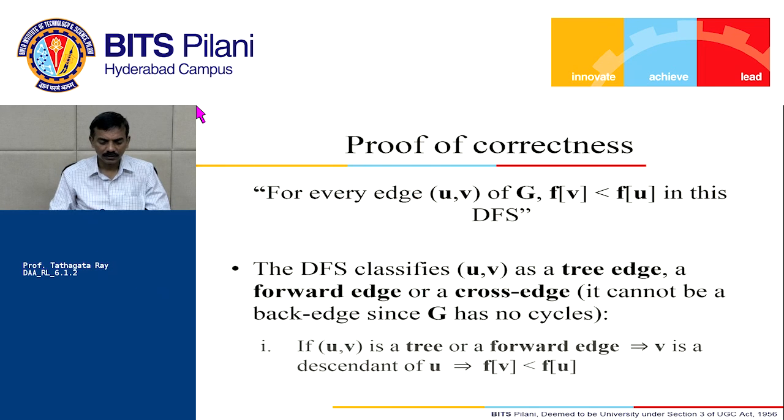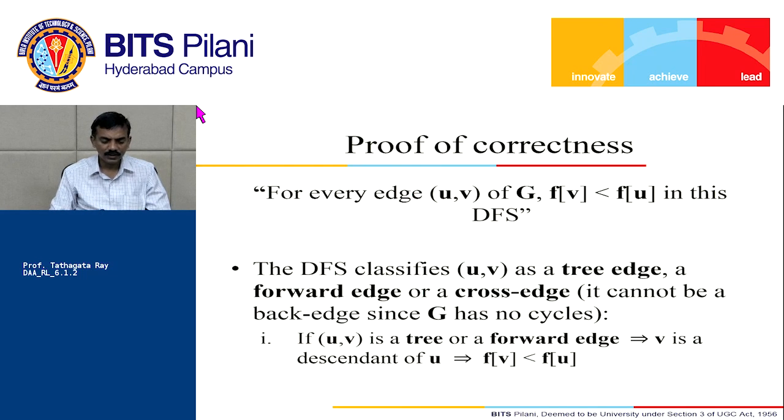So now first, uv may be a tree edge or a forward edge. So from u to v, if I have a tree edge, that means u must be the parent of v.